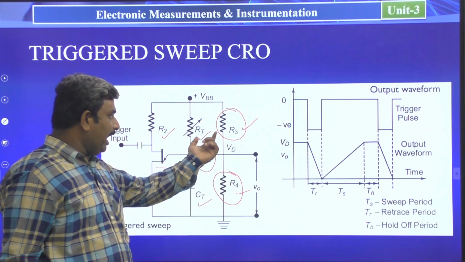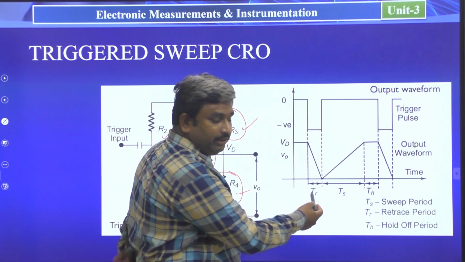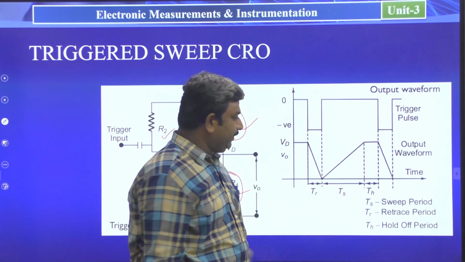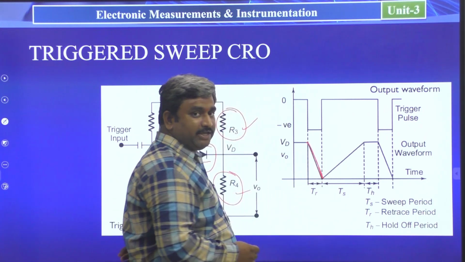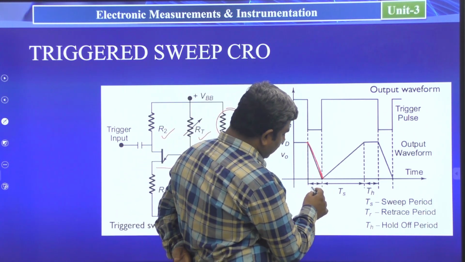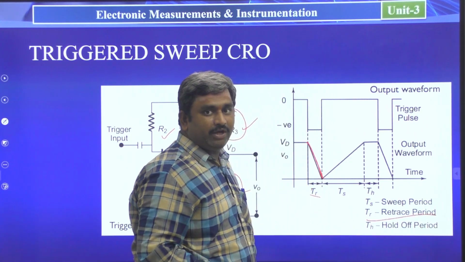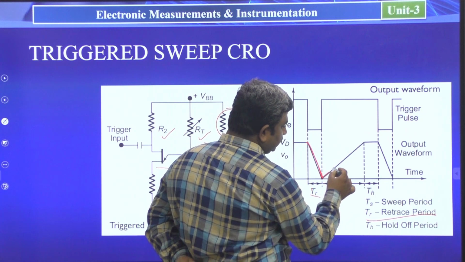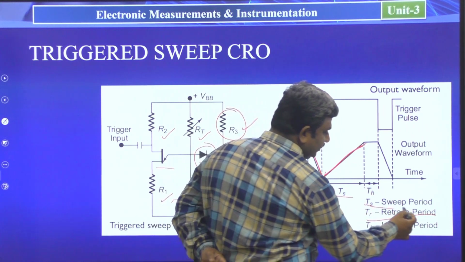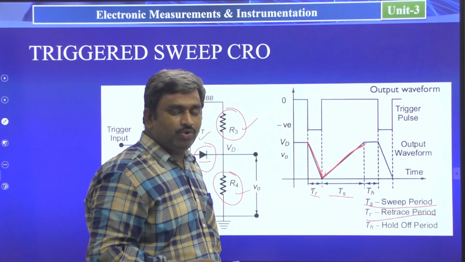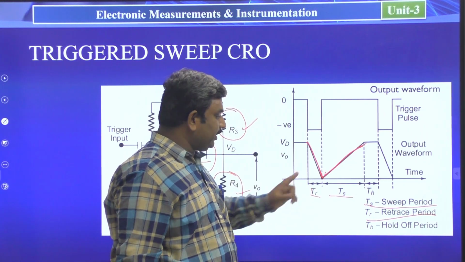And coming to here, what happened after adding these three components to the circuit? See here in this waveform, we have three time periods. The first time period is for capacitor discharging. In this discharging path, we are representing the value as TR. TR is called the retrace period. And here is the charging period. This charging period is called TS, that is the sweep period. Wherever the capacitor is charged, that is called the sweep period. Wherever the capacitor is discharging, that is the retrace period.